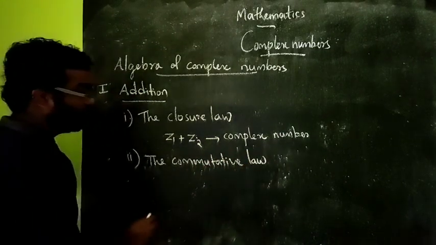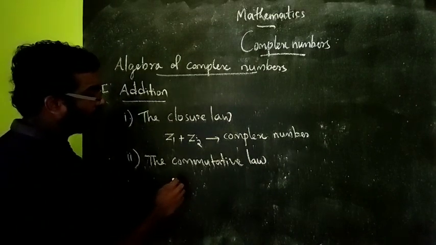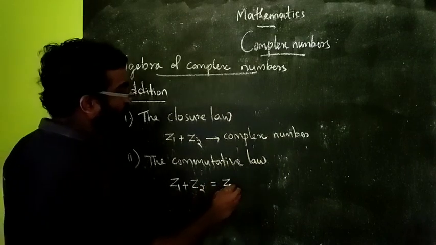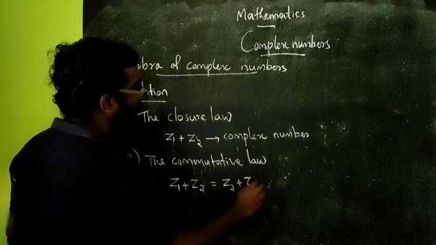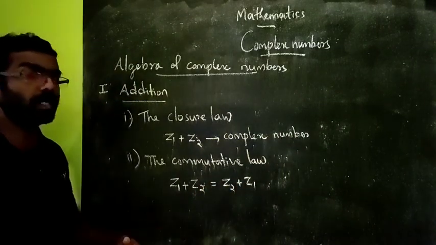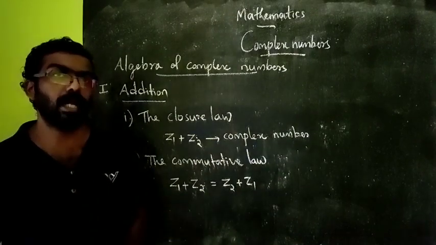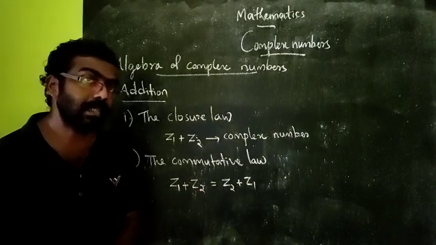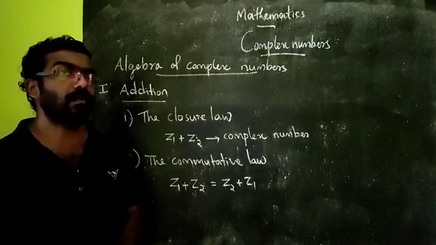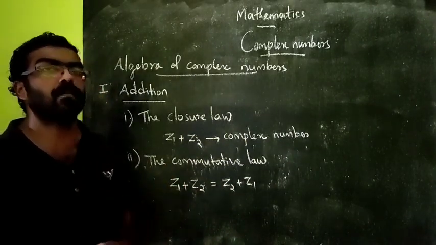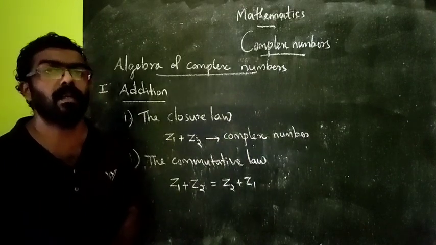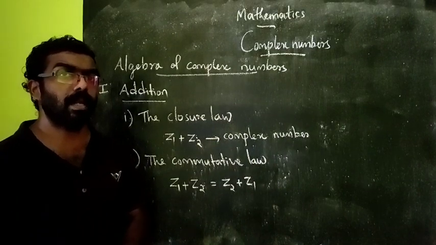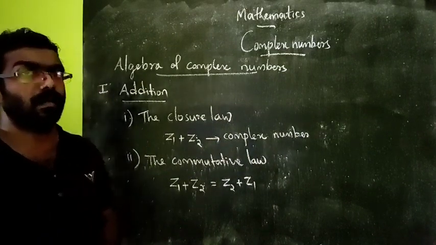Commutative law states that if Z1 and Z2 are any two complex numbers, then Z1 plus Z2 is equal to Z2 plus Z1. For any two complex numbers Z1 and Z2, we can write Z1 plus Z2 is equal to Z2 plus Z1. Or we can say in another way, two complex numbers can be added in any order. I repeat, two complex numbers can be added in any order.